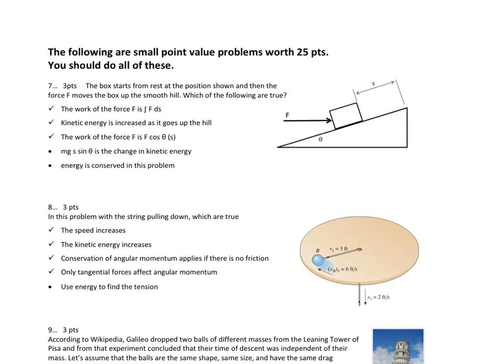In this conservation of angular momentum problem, the speed does increase, and kinetic energy increases. Conservation applies if there's no friction, and only tangential forces affect angular momentum. To find the tension, use the NTB analysis.